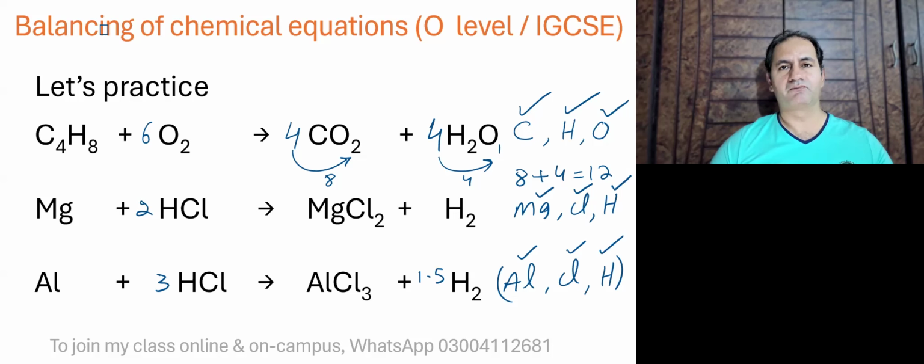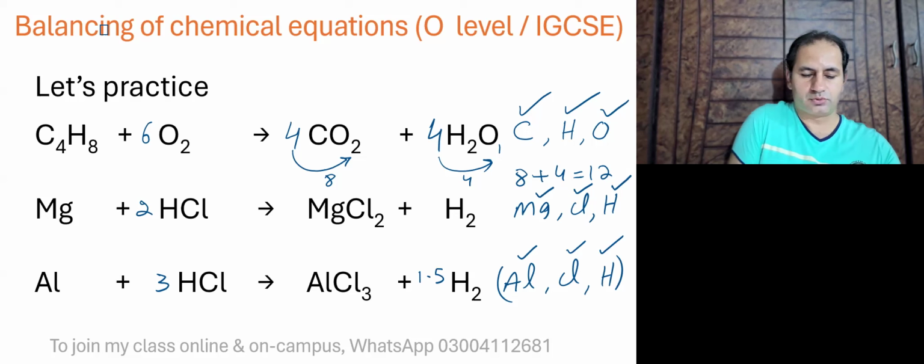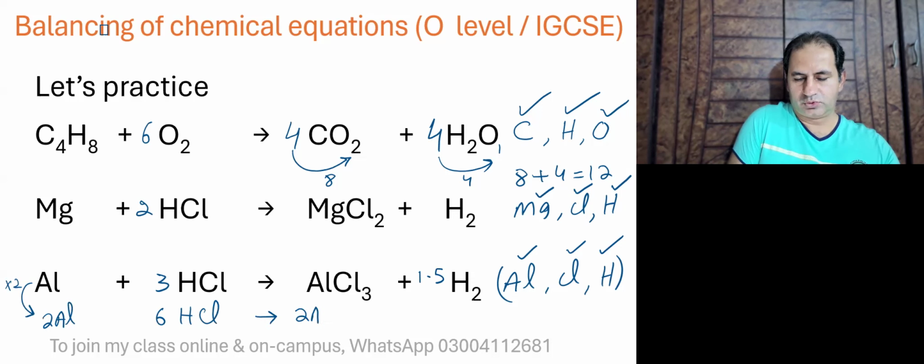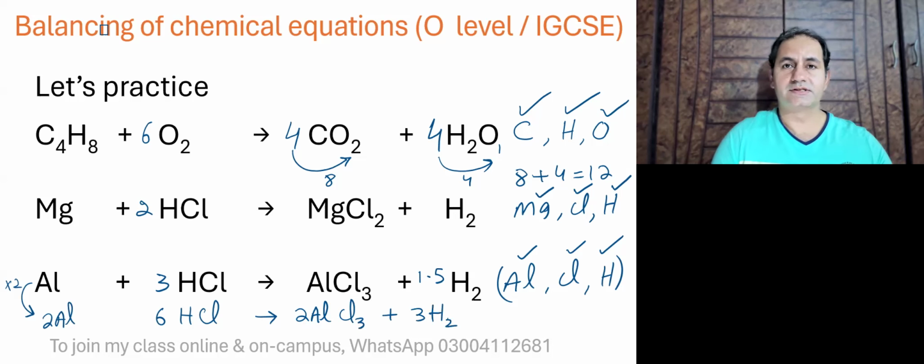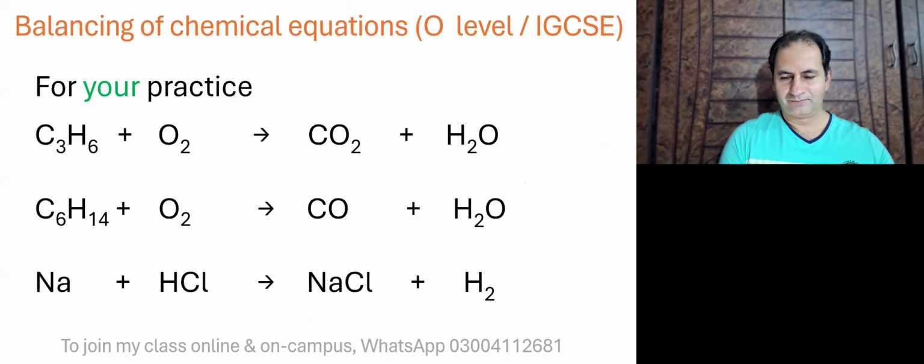But to convert this 1.5 into a whole number, multiply all the coefficients of this last equation by 2. Okay, 2Al, it will be 6HCl, 2AlCl3 plus 3 hydrogen. This is again a balanced chemical equation. And now all the coefficients are whole numbers. So this is for your practice.